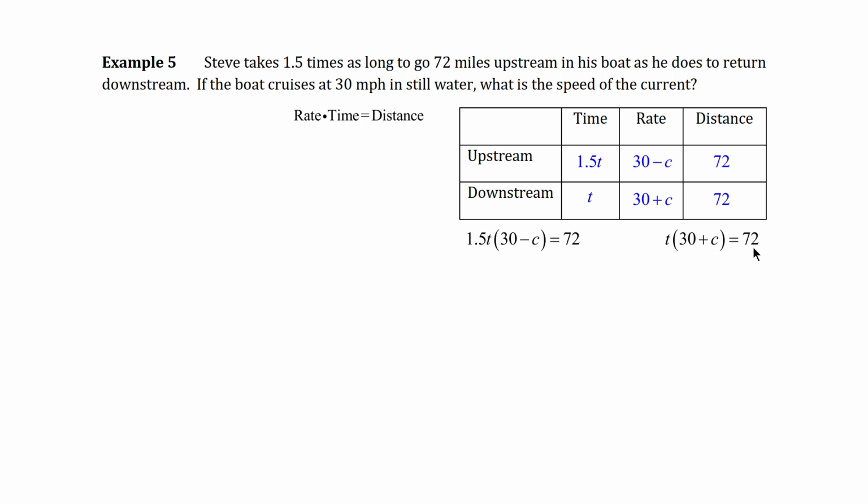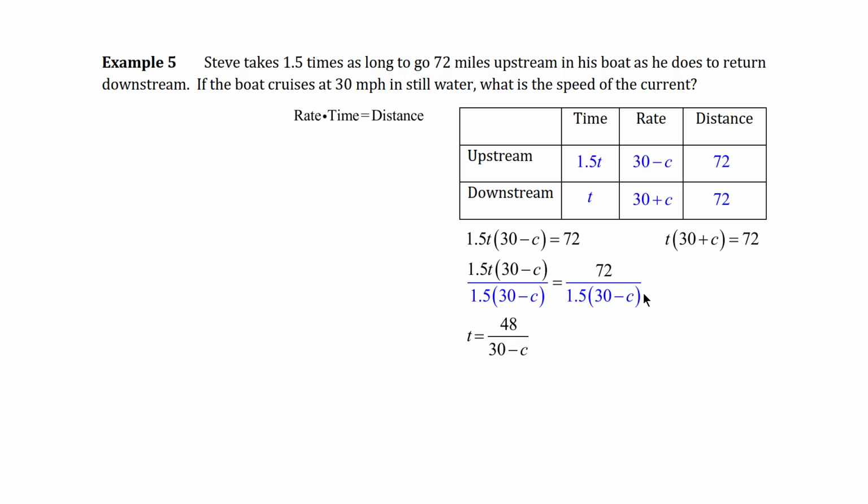We could solve this using the method of substitution or elimination. For this problem, I'm going to use substitution. So I'm going to solve both equations for t and then set them equal to each other. Solving the first equation for t, I'm going to divide both sides by 1.5 times parentheses 30 minus c. So I have 1.5t times parentheses 30 minus c over 1.5 times parentheses 30 minus c equals 72 over 1.5 times the parentheses 30 minus c. After simplifying, the result is t equals 48 over 30 minus c.